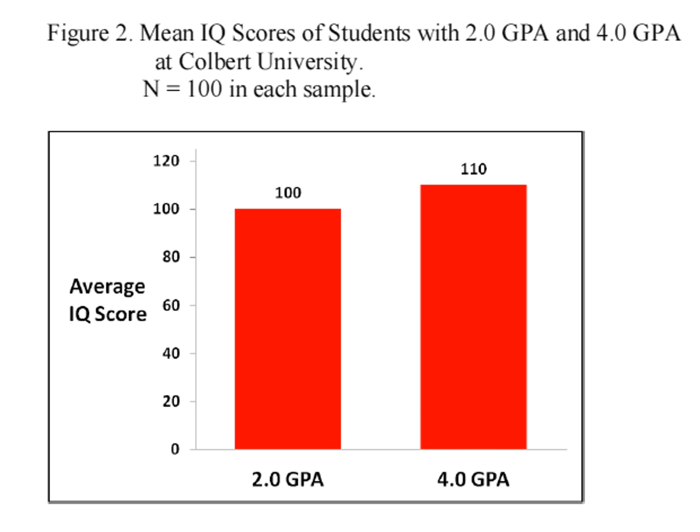So let's try another example. This is another 2-group study. This time, one sample consists of students with a 2.0 grade point average, or GPA, and the other sample consists of students with a 4.0 GPA. There are 100 students in each sample, and again, the dependent variable is IQ scores. This graph shows that the students with a 2.0 GPA have a mean IQ of 100, and the students with a 4.0 GPA have a mean IQ of 110. That's a 10-point IQ gap between the two samples.